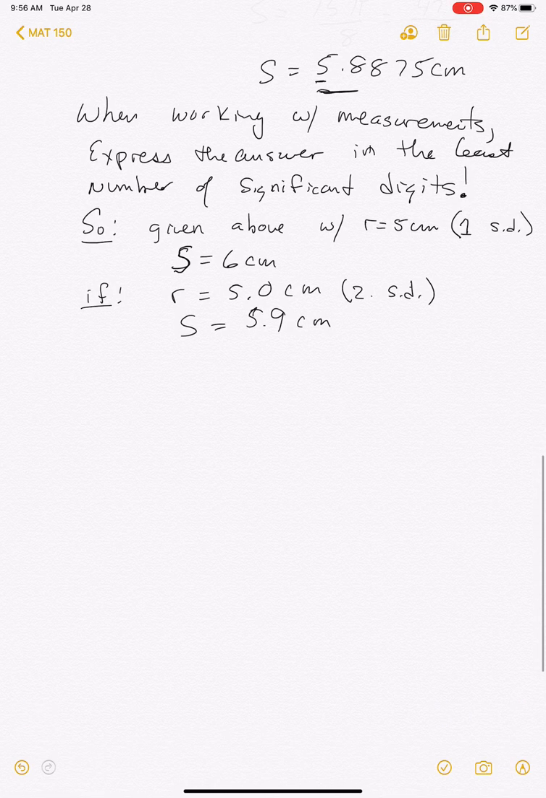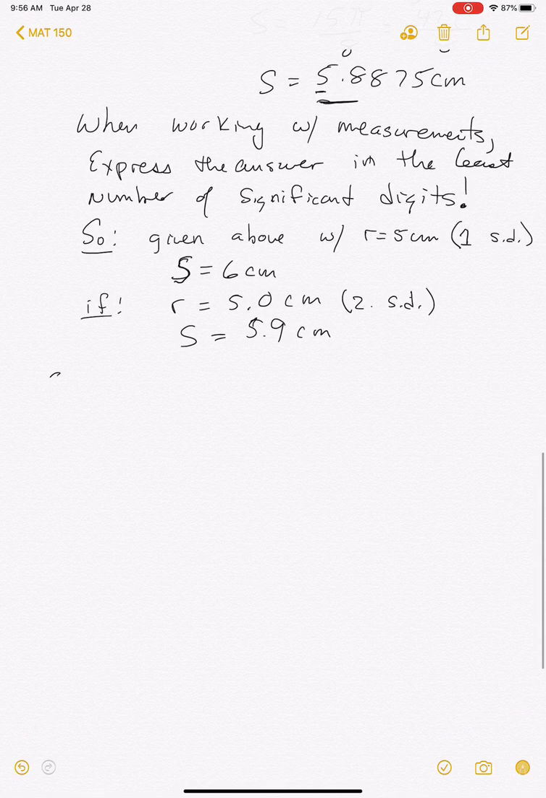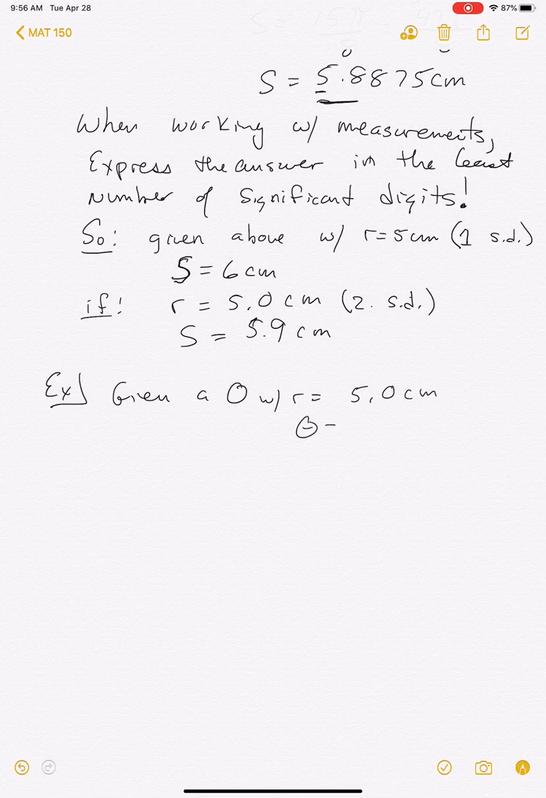I'll do one more, and then I'll point you towards the examples. Let's take an example. Given a circle with radius equal to 5.0 centimeters, and theta equal to 120 degrees. Find S, the arc that angle intersects.